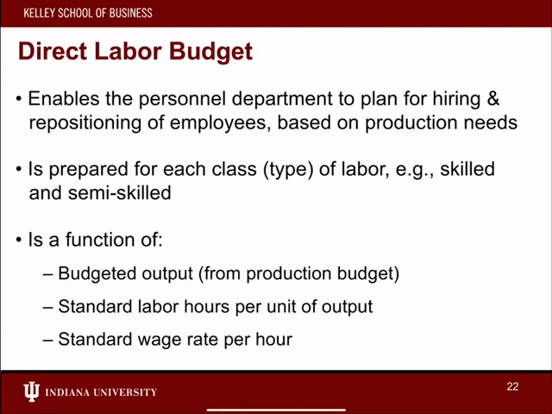Once we do direct material, we can move to direct labor. And direct labor is a very important budget. Direct material, if you mess up the budget or you mismanage something, you can always see your direct material balances go fluctuating.